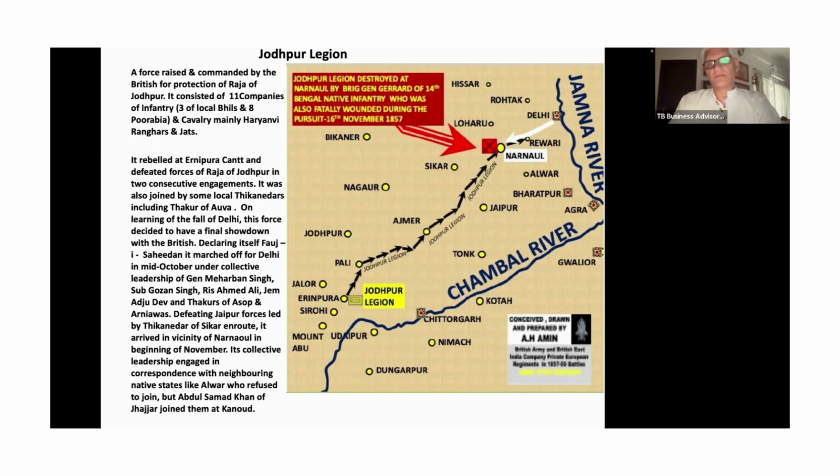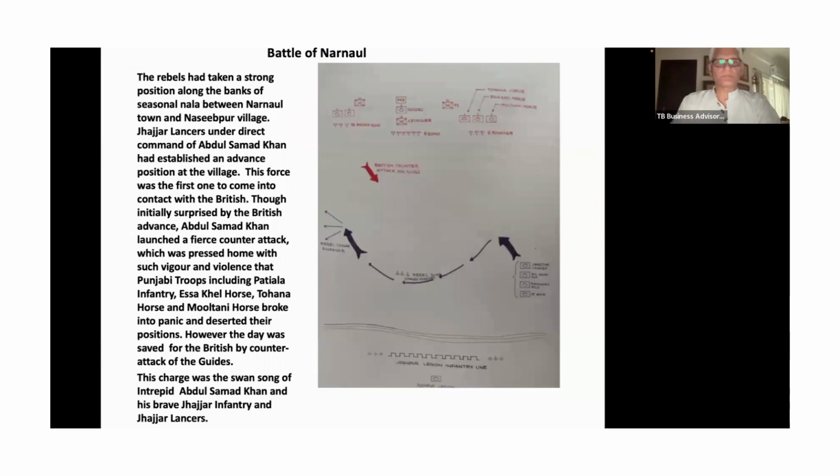At the beginning of November, this force had arrived at Kanaud, and the British had come to know of its location. They had organized a field force under command of Colonel Gerard to intercept this force. And these two forces met at Narnaul. That is where the battle took place.